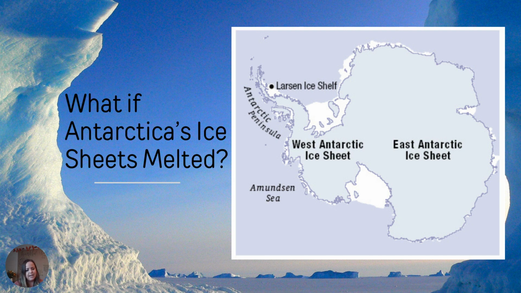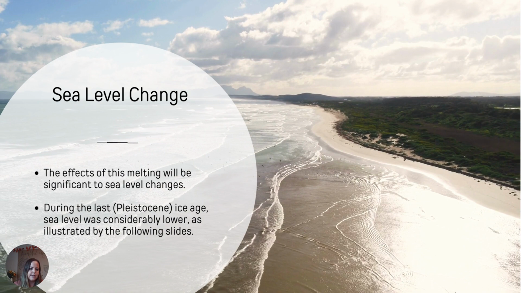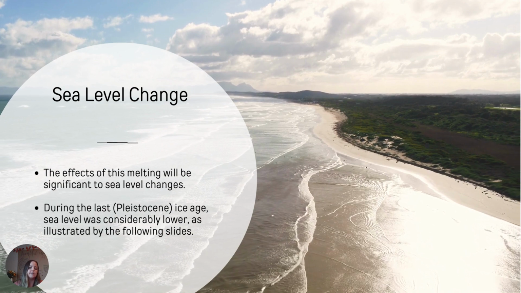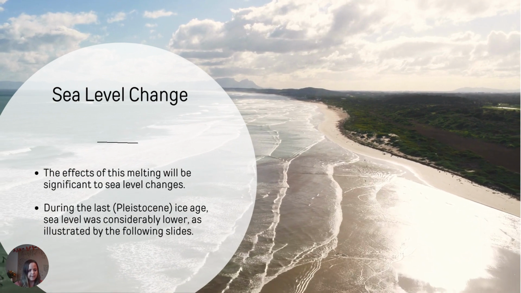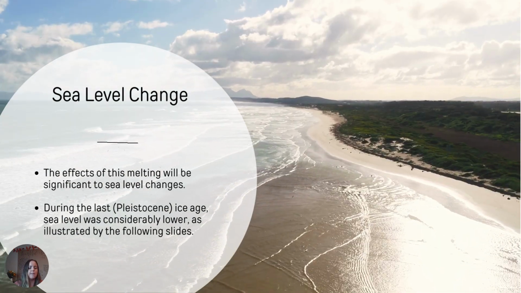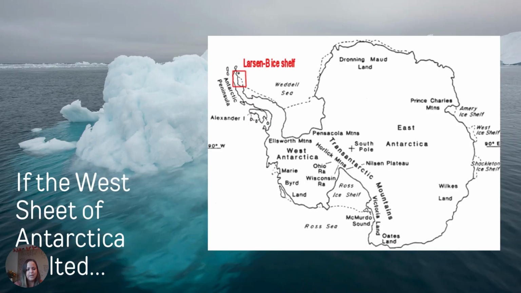So what would happen if Antarctica's ice sheets melted? So here's a look at the West Antarctic ice sheet and the East Antarctic ice sheet. So sea level change is an obvious effect. As melting occurs, if we lose a lot of the ice in Antarctica or even in Greenland, we're going to see sea levels rise significantly. If we have refreezing, which would be great, we're going to see sea levels drop. But in general, if we're going to see melting, which is the trajectory we're on, we're going to see sea levels rise. So the next couple of slides, we're going to go through some scenarios about what happens if all of this ice melts.